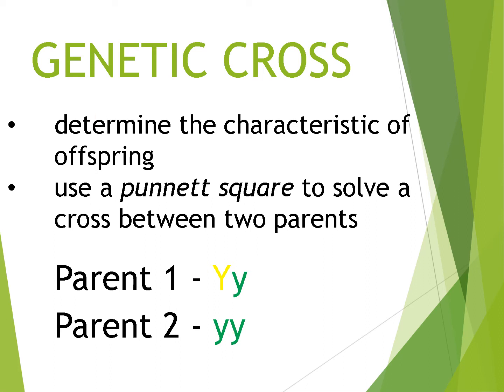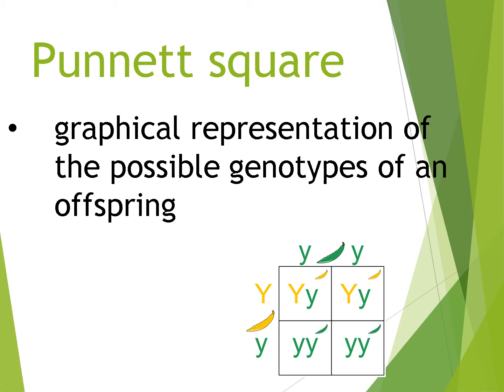What is a Punnett square? A Punnett square is a graphical representation of the possible genotypes of an offspring, like the illustration below. As you can see, we used this example in our previous slide. We have the genotype of parent 1, which is a heterozygous genotype, and the genotype of parent 2, which is a homozygous recessive genotype. So the genotype of parent 1 and the genotype of parent 2 are crossed, recombined together inside the Punnett square. Each box represents the possible genotypes of the offspring of parent 1 and parent 2.